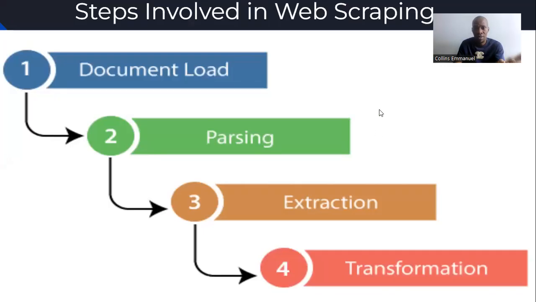So there are steps involved in web scraping. Number one is document load, which is your website. You have to load the website, and then you pass the website content to the BeautifulSoup library or any web scraping library that you intend to use, after which you extract your data. After extracting the data, you transform it and save it to the file format which you intend to use. So these are the steps involved in web scraping.